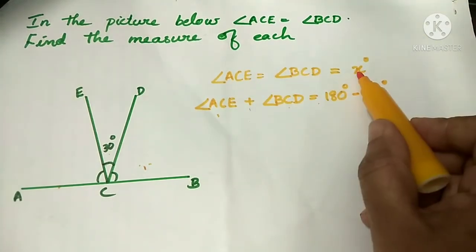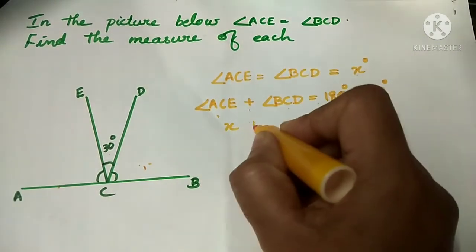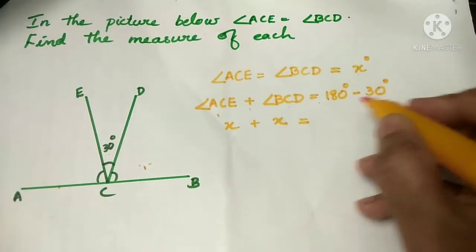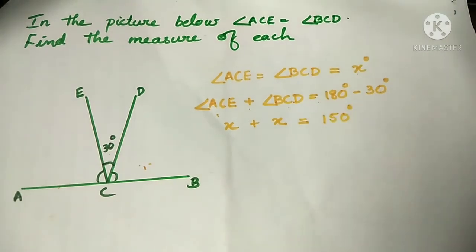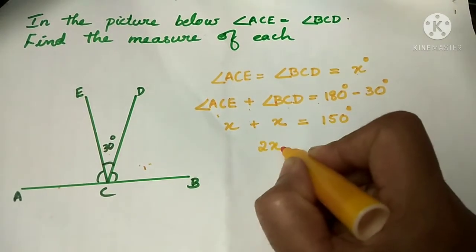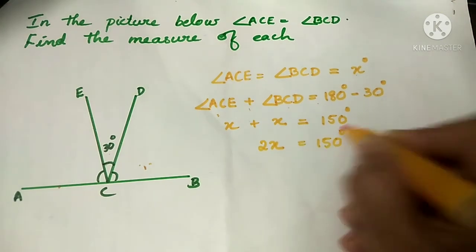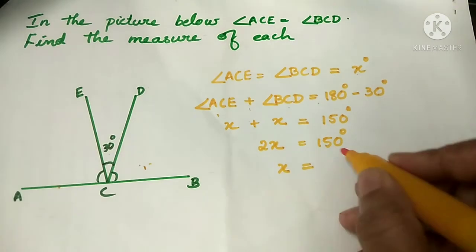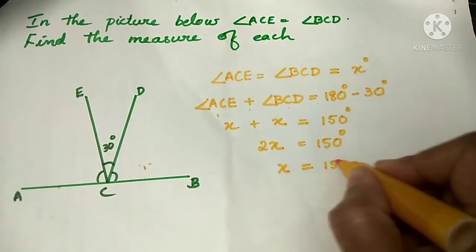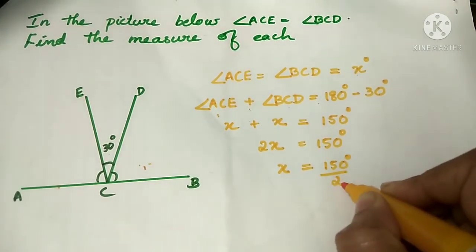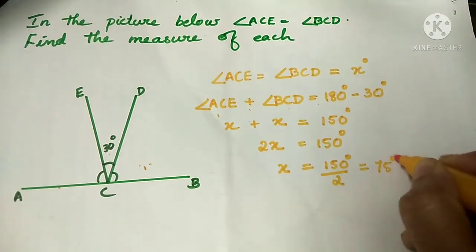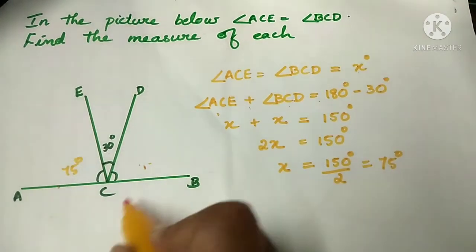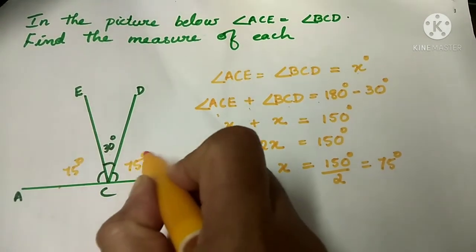We take these two angles as x degrees. So, we write x plus x is equal to 180 degrees minus 30 degrees, which is 150 degrees. x plus x is 2x, which is equal to 150 degrees. Therefore, x is equal to, when we take this 2 to the other side, it becomes divided by. So, 150 degrees by 2, that is equal to 75 degrees. So angle ACE is 75 degrees and angle BCD is also 75 degrees.